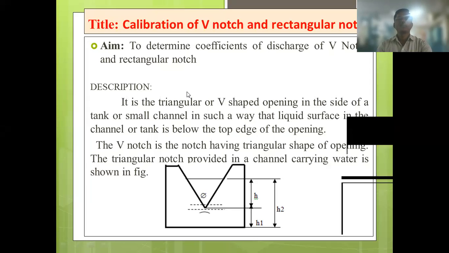Yes, sir. Write the aim: to determine the coefficient of discharge of V notch and rectangular notch.